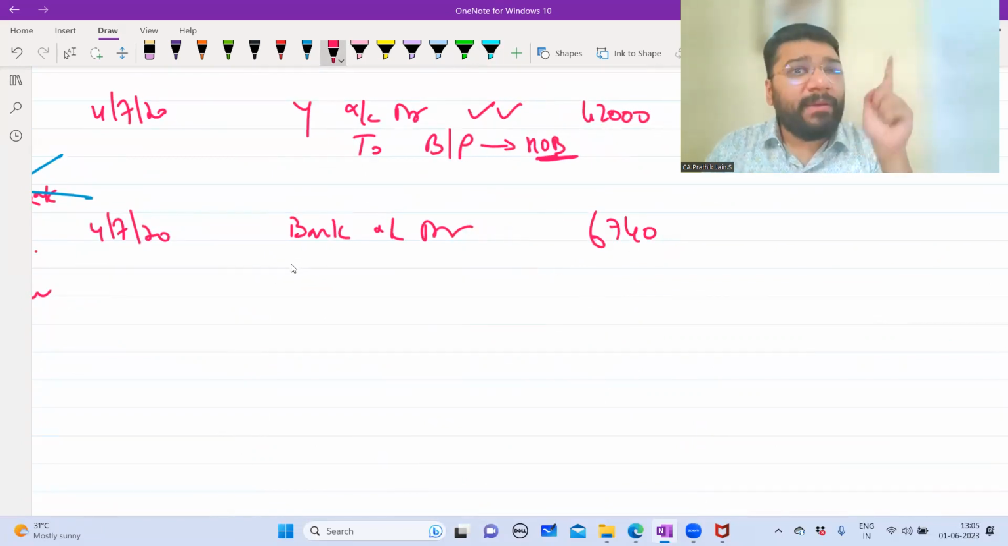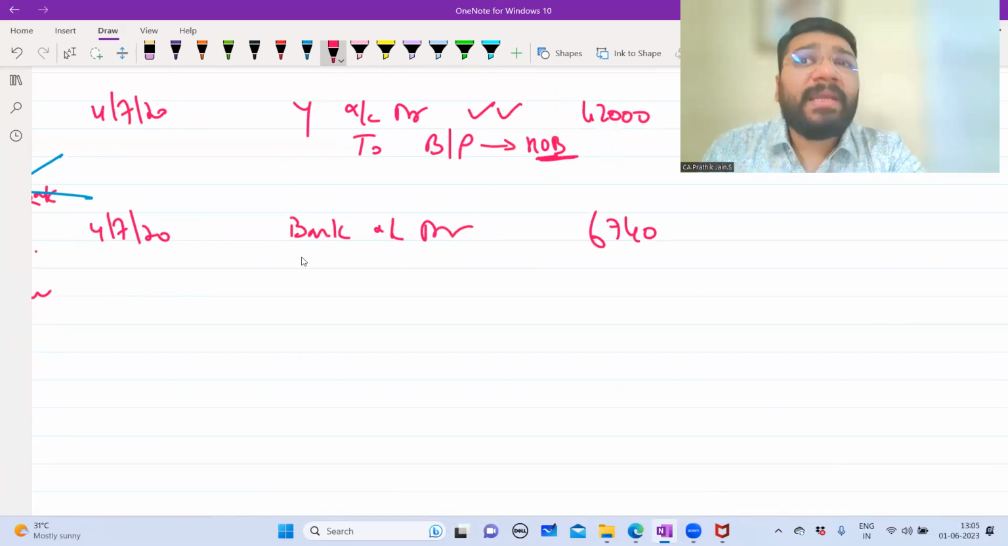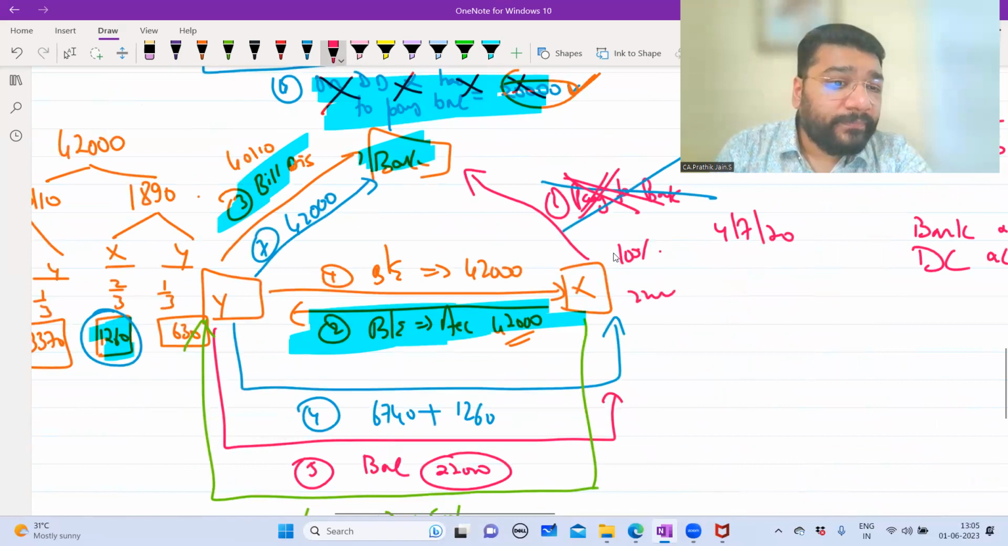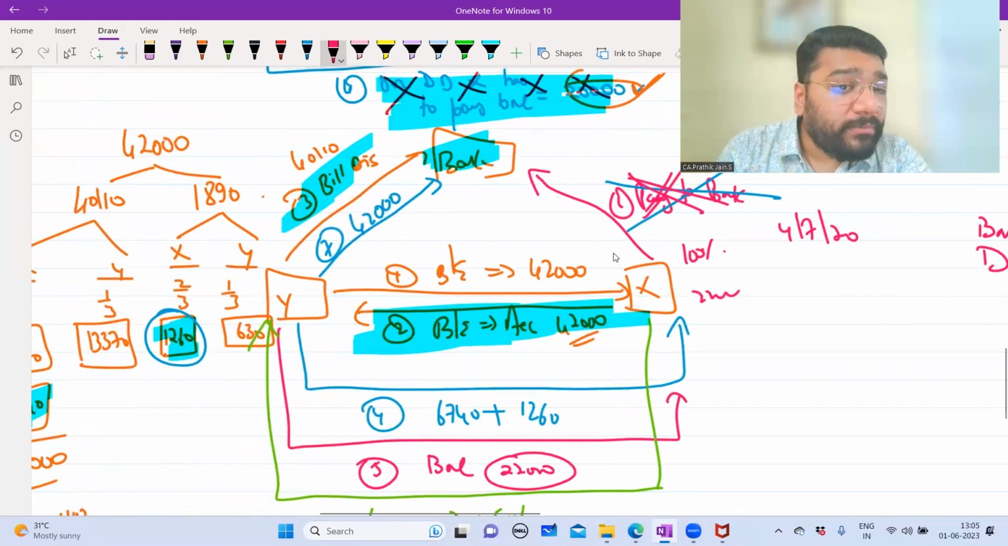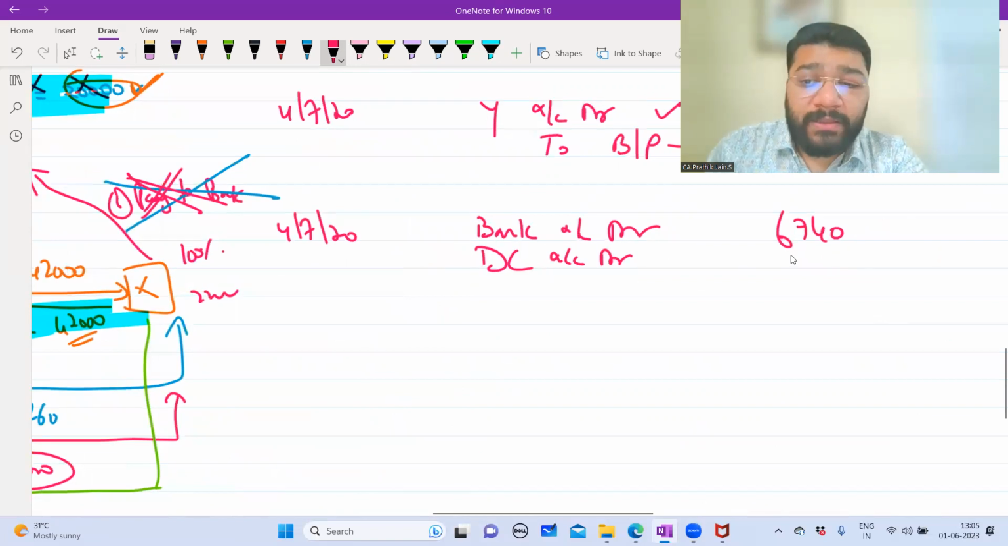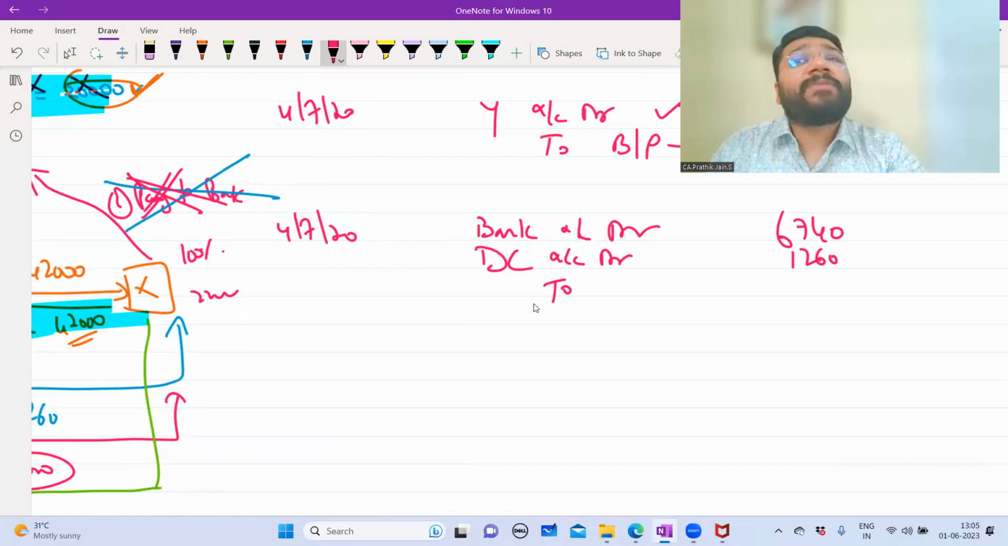Is this money coming free of cost? No, we have to bear the discounting charges. So discounting charges account debit how much? We calculated 1,260. Yes, 1,260. Okay. Now who is paying this money?